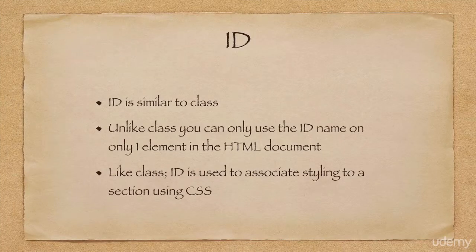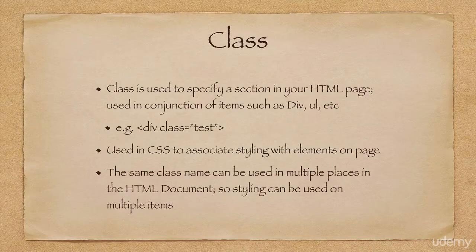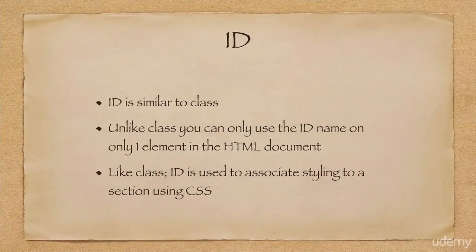Next we look at ID, and ID is similar to class, but unlike class you can only use the ID name on one element in the HTML document. So if we associate a div with an ID, then it can only be used once, and it's a very similar format to class, except whereas in the previous we have that div class equals test, we'd have div ID equals test. But as I say, we can only use it once within the HTML document.